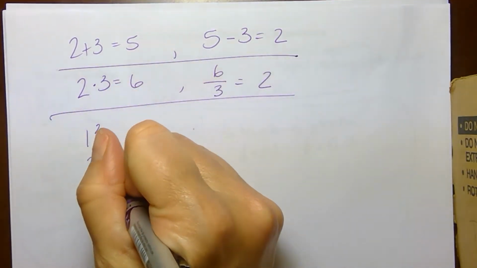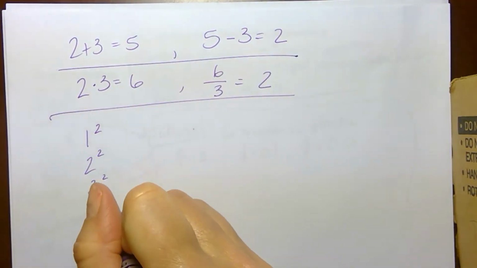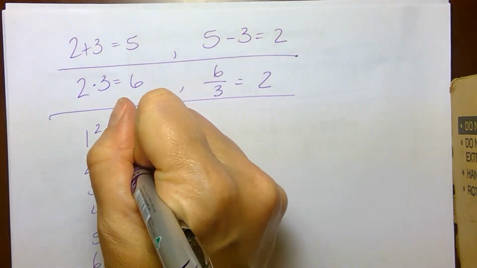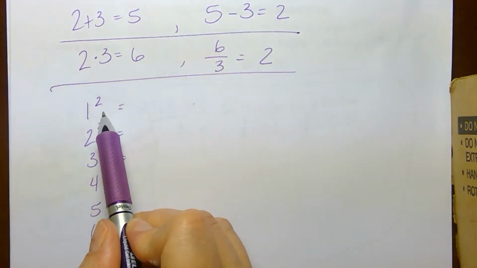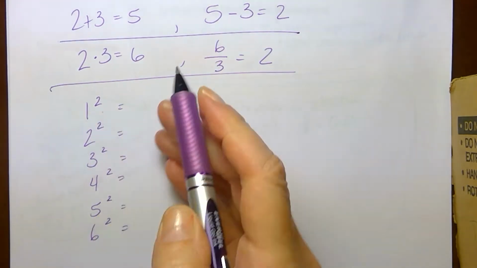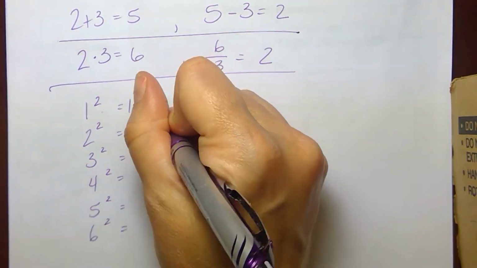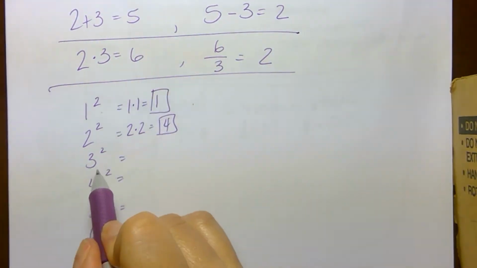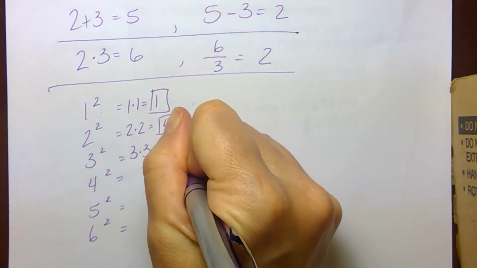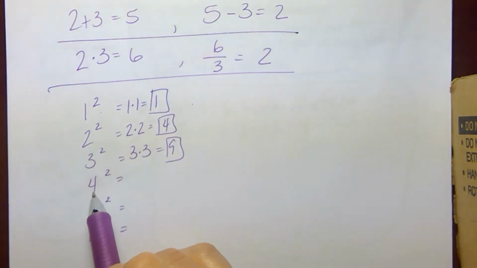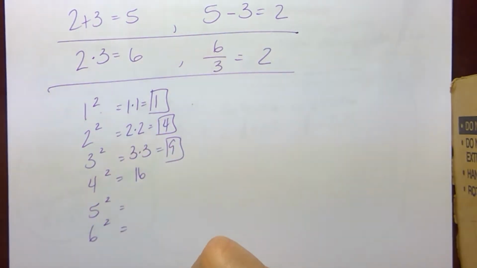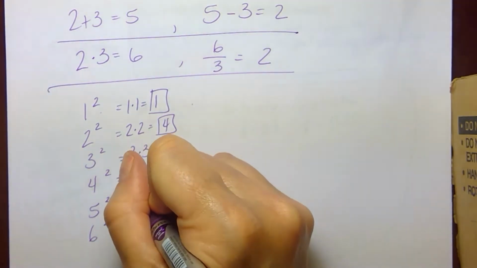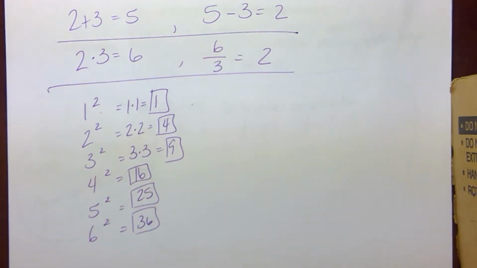If I start with my integers and I square them, let's just write down some numbers to square. So I've got 1 squared through 6 squared. 1 squared just means to multiply 1 times itself 2 times, so this would be 1 times 1, which is just 1. 2 squared would be 2 times 2, which is 4. 3 squared would be 3 times 3, which is 9. And if I continue that process, 4 squared would be 16, 5 squared would be 25, and 6 squared would be 36. So these numbers are my perfect square numbers.